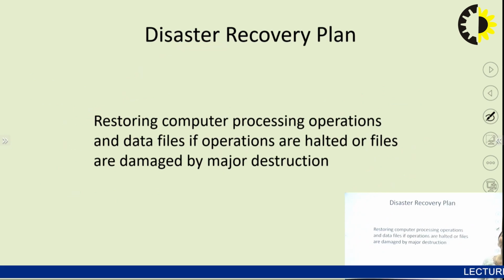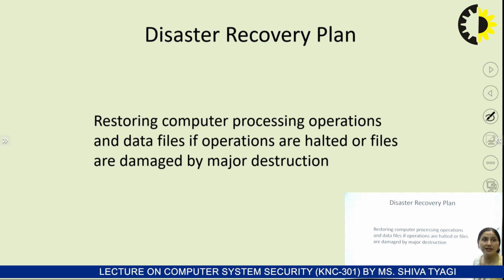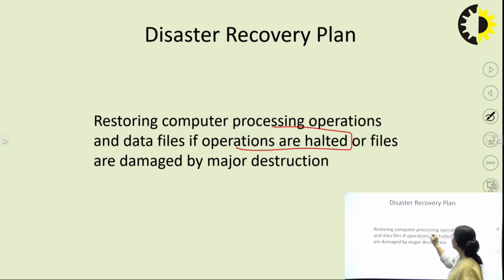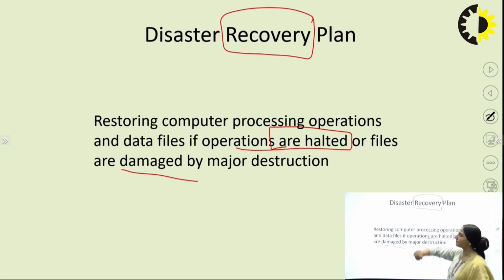So, the data recovery plan: restoring computer processing operations and data files if operations are halted or files are damaged by major destruction. See, as computer users, we generally encounter these types of problems in our day-to-day life. So what are the ways with the help of which you will be able to restore any type of processing information? For example, a particular operation is going on, and for some reason this operation is halted, or the files are damaged, or there is any type of major destruction. So what are the ways you'll be able to recover it? Definitely, you should have plans associated with it, so that if any operation is halted, or any damage occurs due to major destruction, we'll be able to recover the files and data in your system.